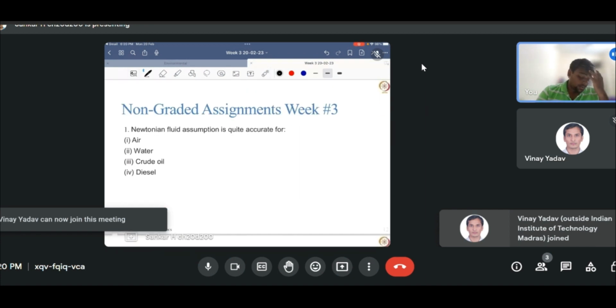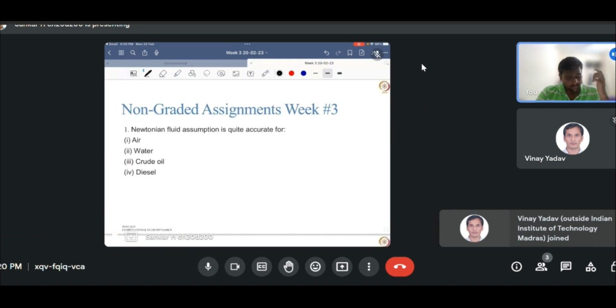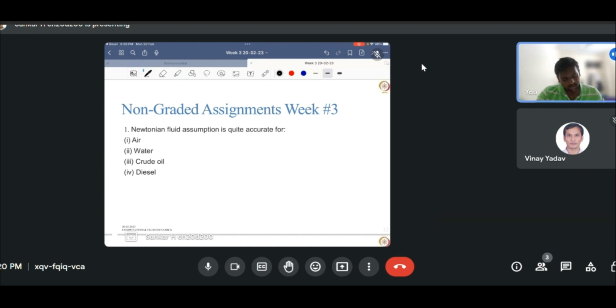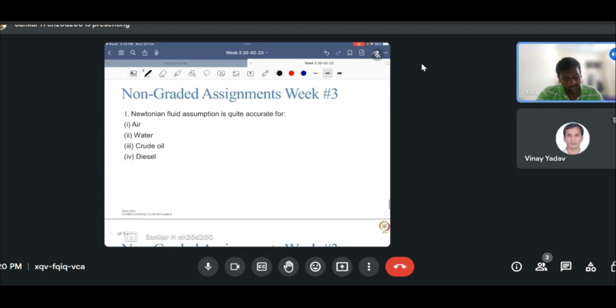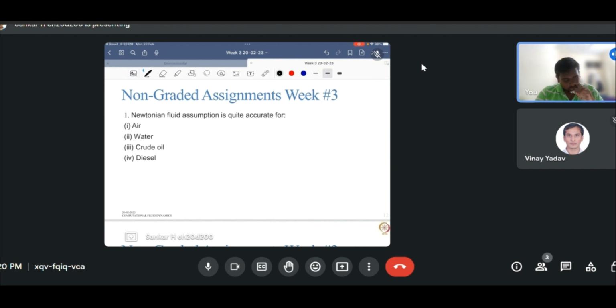So moving on to the non-graded assignments that were shown in this week, which deal with equations associated with CFD techniques. We see that the first question is: Newtonian fluid assumption is quite accurate for which among the following? Among the following, only crude oil is a non-Newtonian fluid. Rest, air, water, and diesel, are Newtonian fluids.